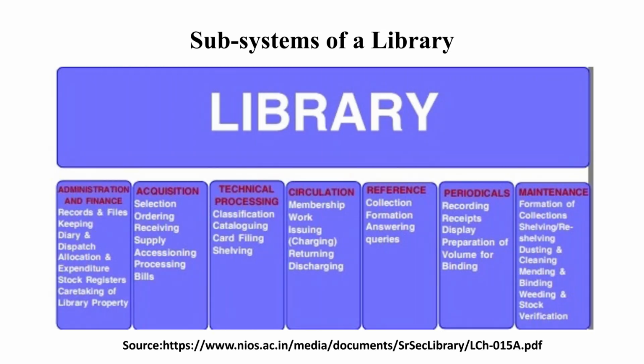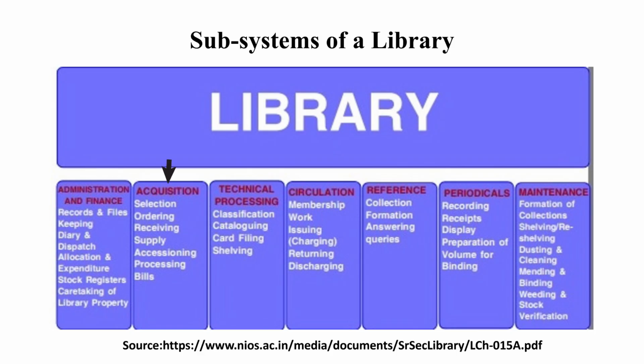The subsystems of a library. As I have already discussed, there are many subsystems of a library system: administrative and finance, acquisition, technical processing, circulation, reference, periodicals, and maintenance section. Now, what are the sub-themes of administration and finance? These may be records and file keeping, diary and dispatch, allocation and expenditure, stock registers, and caretaking of library property.